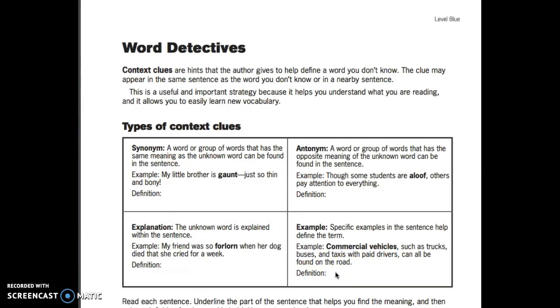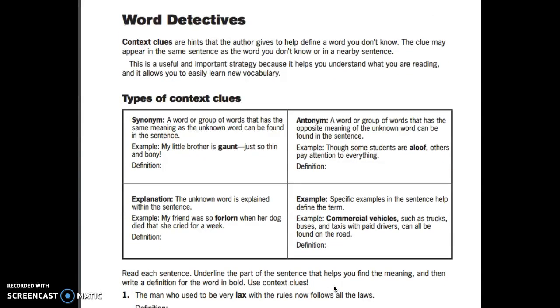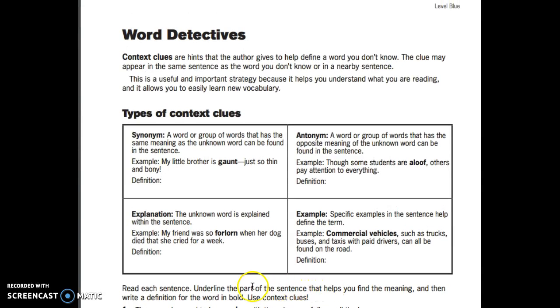These are different ways that we can help understand words and sentences that we do not know. In the following activity, you will read each sentence. You will underline the part of the sentence that helps you find the meaning, and then write a definition for the word in bold. Use context clues. Read carefully.